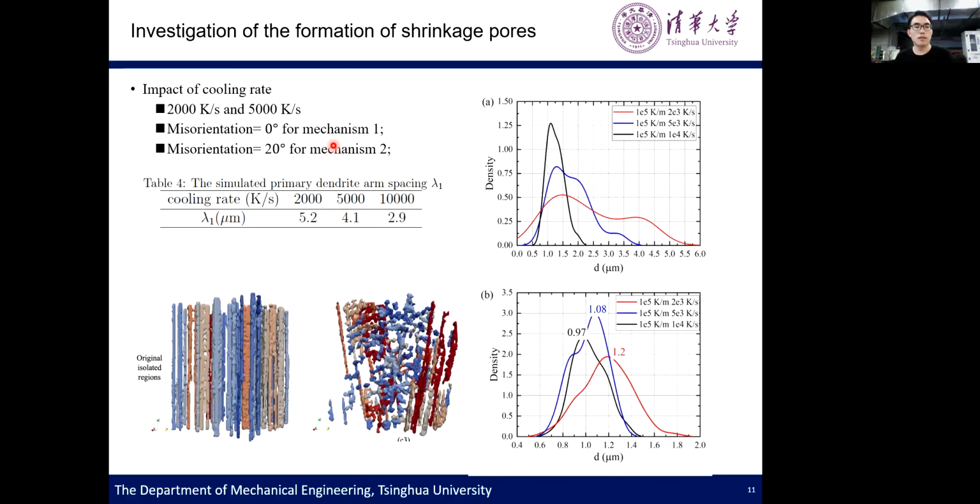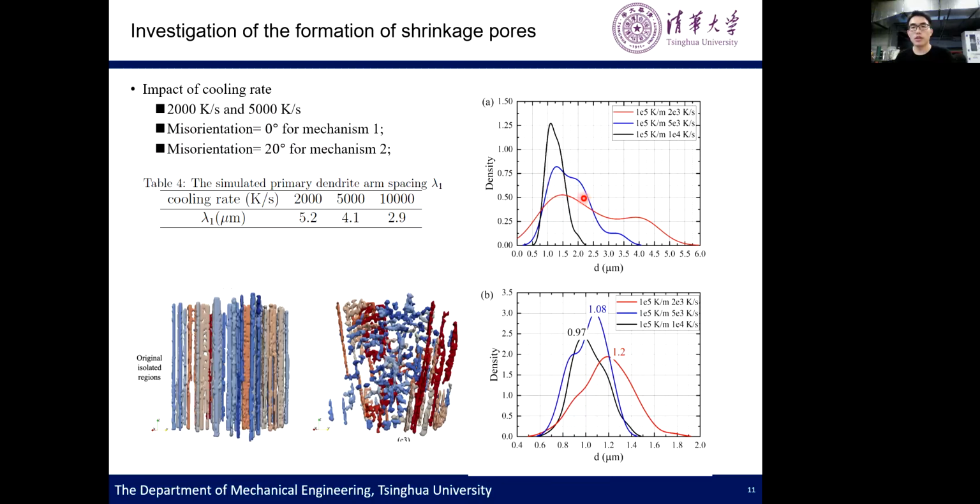We then investigate the impact of cooling rate on the formation of shrinkage cage pores. We run two other simulations with a lower cooling rate. One is 2000 Kelvin per second, one is 5000 Kelvin per second. We investigate the impact of cooling rate on the formation of shrinkage cage pores due to different mechanisms. A misorientation of 0 degrees is carried out for mechanism 1, and a misorientation of 20 degrees is carried out for mechanism 2.